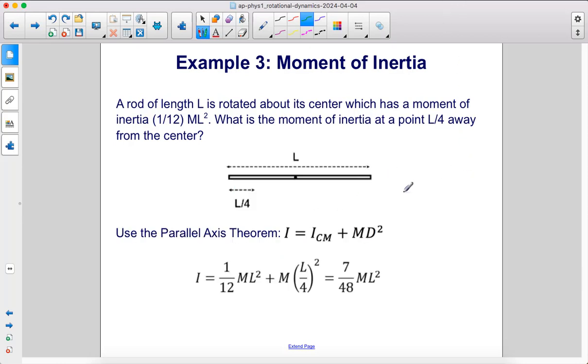For this kind of problem, we can use the parallel axis theorem. We already know the moment of inertia through the center of mass, 1/12 ml squared. So all we have to do is add md squared, where d is the distance between where the axis of rotation currently is and where we are moving it to. That distance is L over 4, so we have m times L over 4 squared. Once you simplify this, find a common denominator, etc., you get 7 over 48 ml squared.